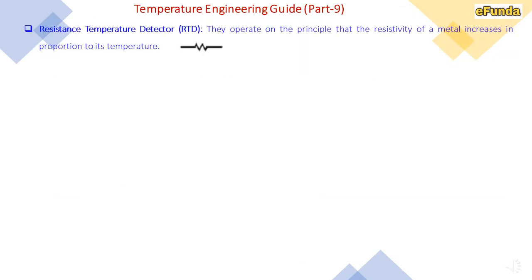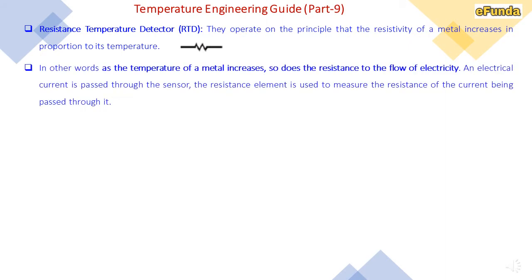Moving on to RTD, that is, resistance temperature detector. They operate on the principle that the resistivity of a metal increases in proportion to its temperature. In other words, as the temperature of a metal increases, so does the resistance to the flow of electricity. An electrical current is passed through the sensor, and the resistance element is used to measure the resistance of the current being passed through it.